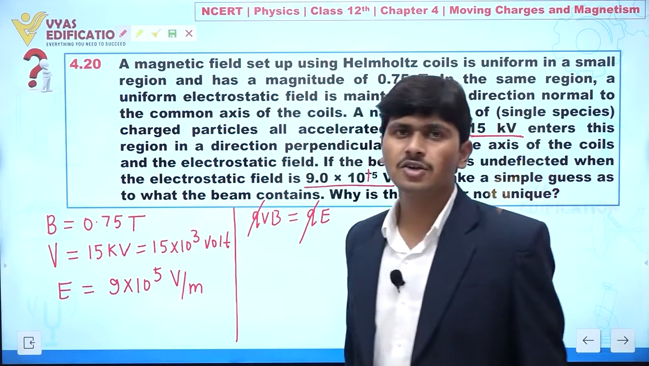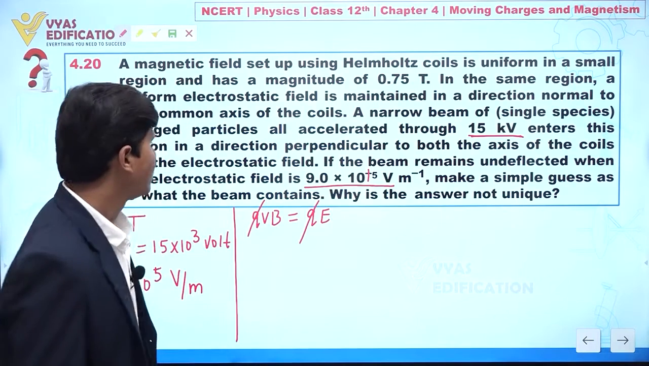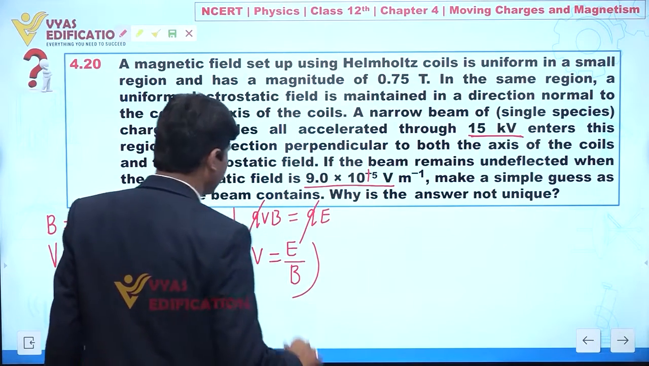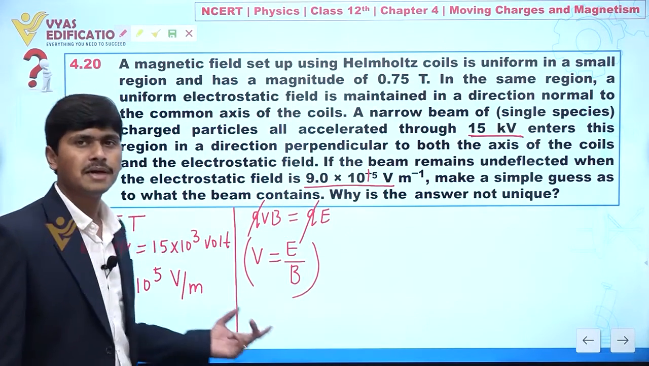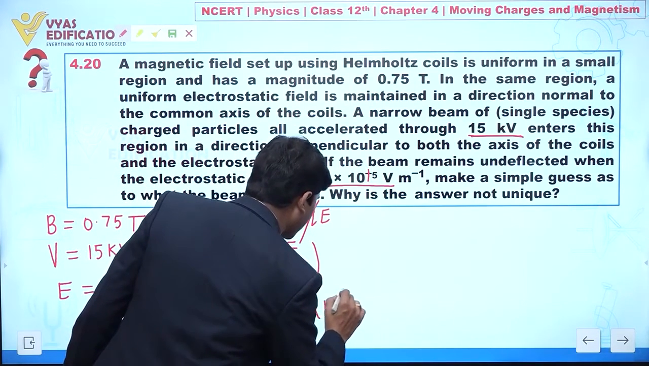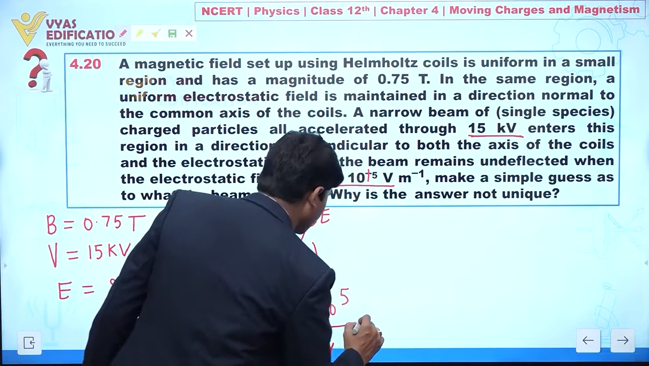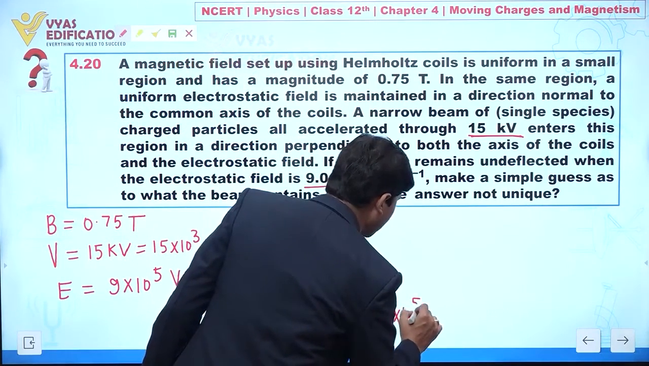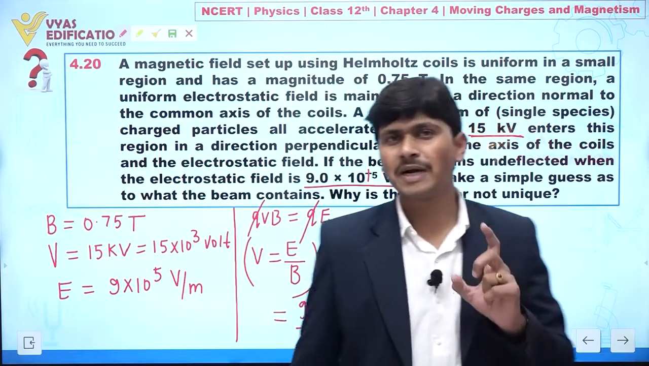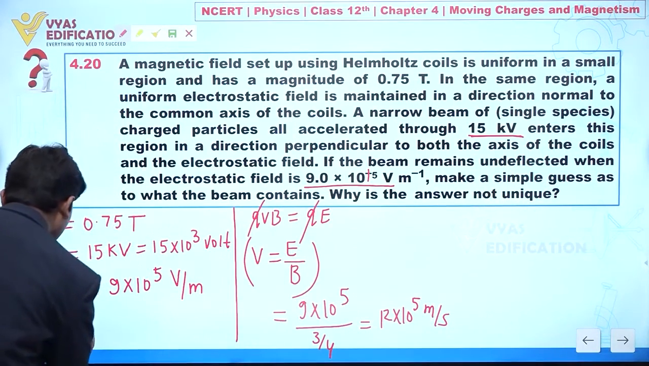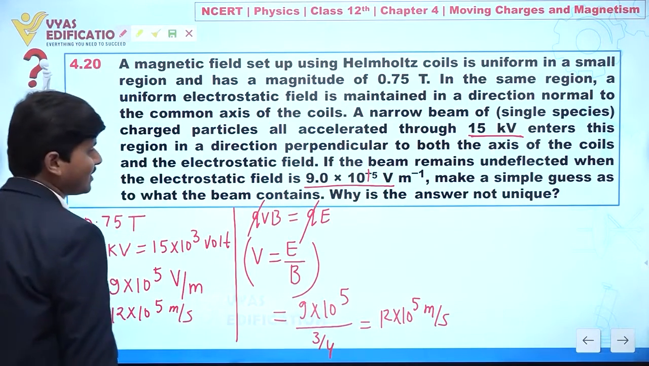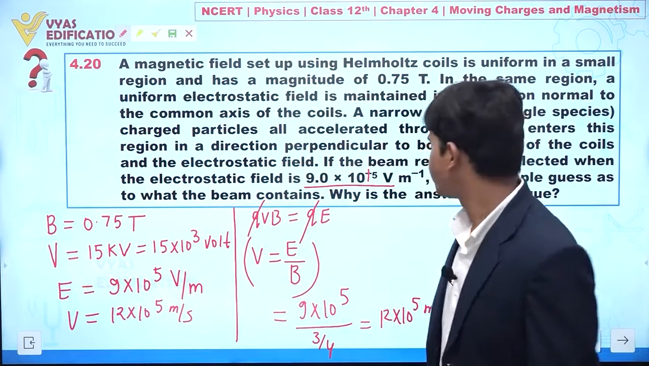Clear? From here we can say Q and Q cancel out. So from here we can say V is given by E by B. Clear? So the value of V is given by E by B. Okay. Now the electric field is given to you as 9 into 10 to the power 5, divided by 3 by 4. Clear? So I can say this is 12 into 10 to the power 5 meter per second. Clear? So this is the value of velocity of the charged particle. Now actually we have one more thing.